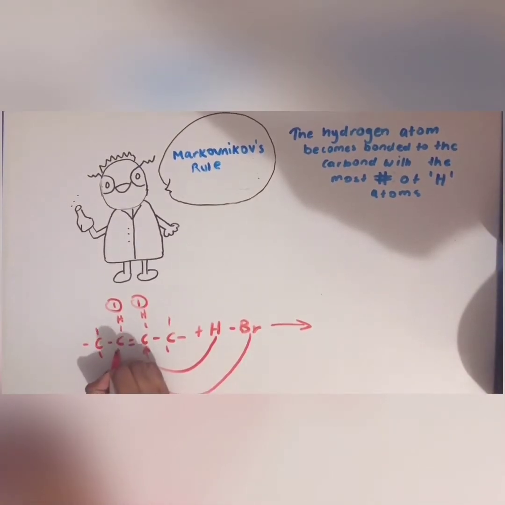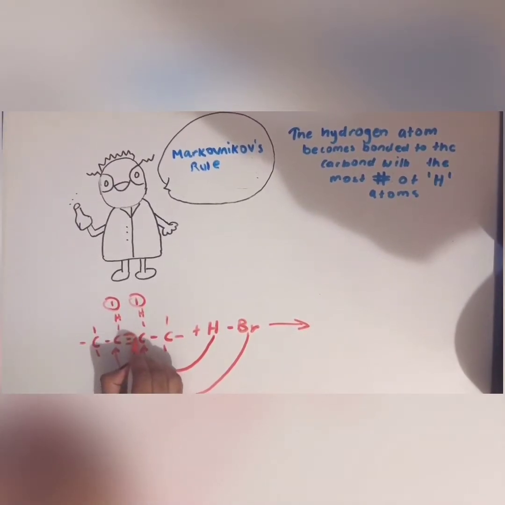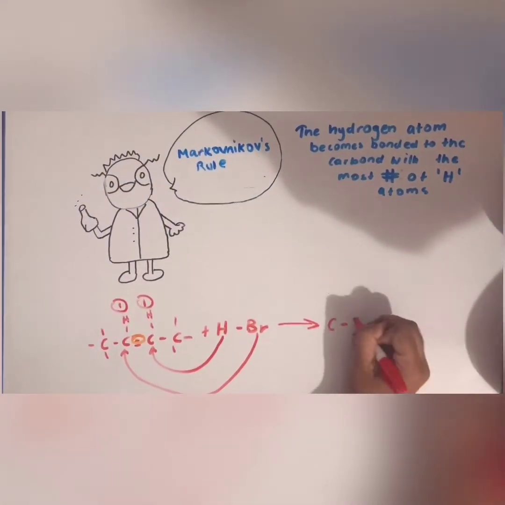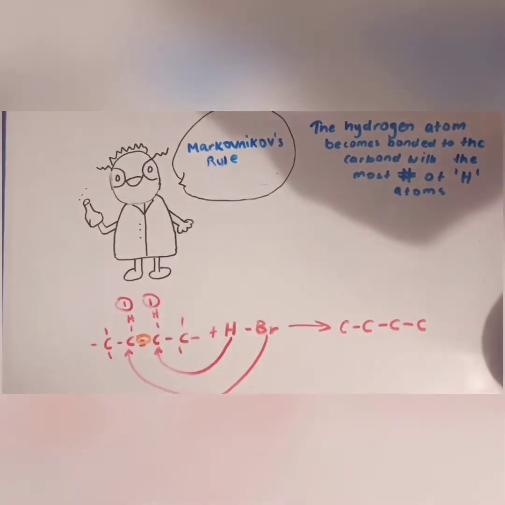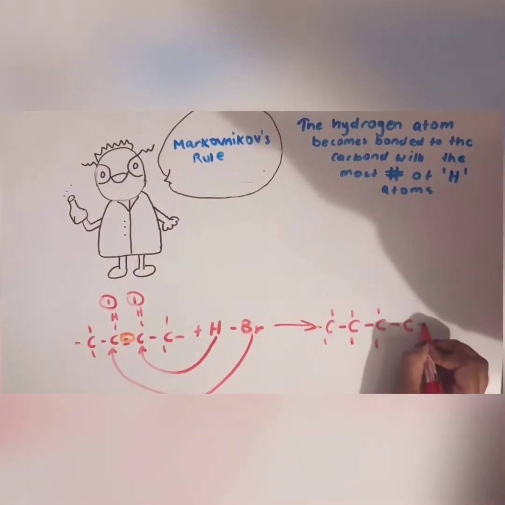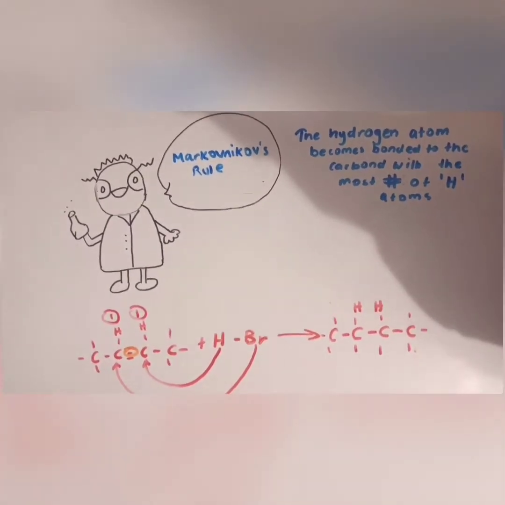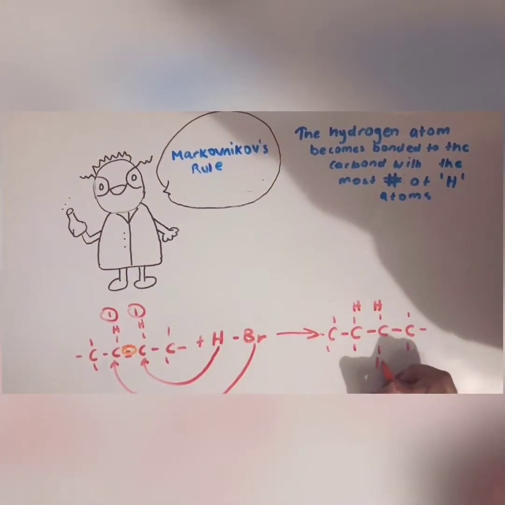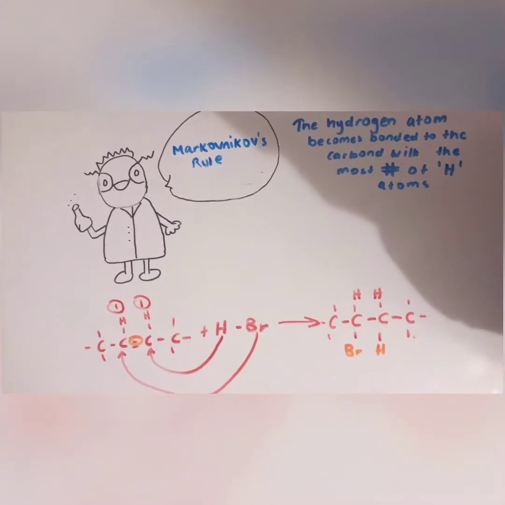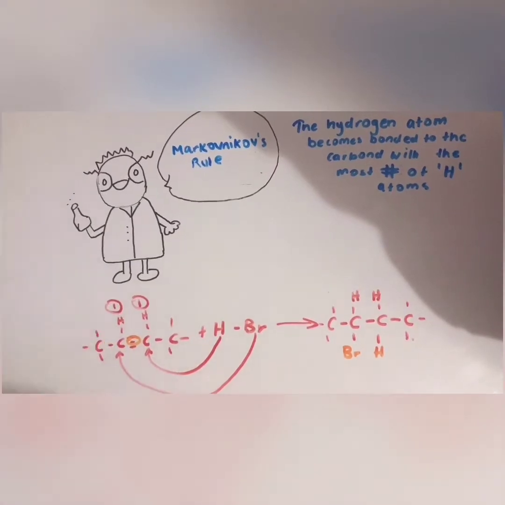But for reasons, it's going to go to carbon number 3, and bromine is going to go to carbon number 2 by breaking the pi bond. So the product you are going to form is a butane. Then you're going to draw your insignificant hydrogens, then your hydrogen and bromine. And I'll explain later why the bromine going to this carbon or this carbon does not matter.